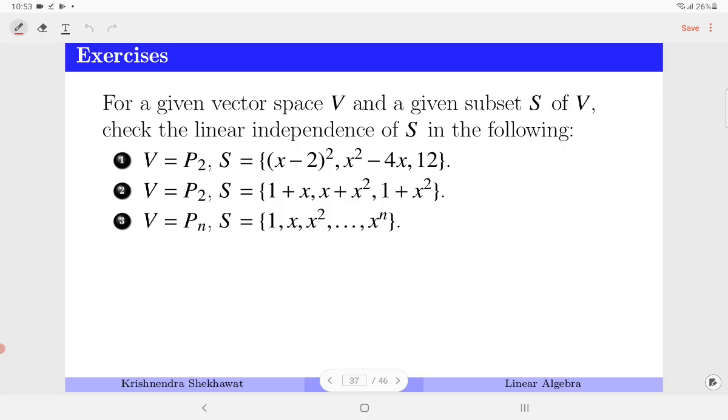1, x, x square, up to x raised to the power n. In this case, you can again directly say LI, and why you can say that? Because each of the vectors has different powers. First vector, it's x raised to the power 0, so the power is 0. Second vector, x raised to the power 1. Third vector, x square, x cube.